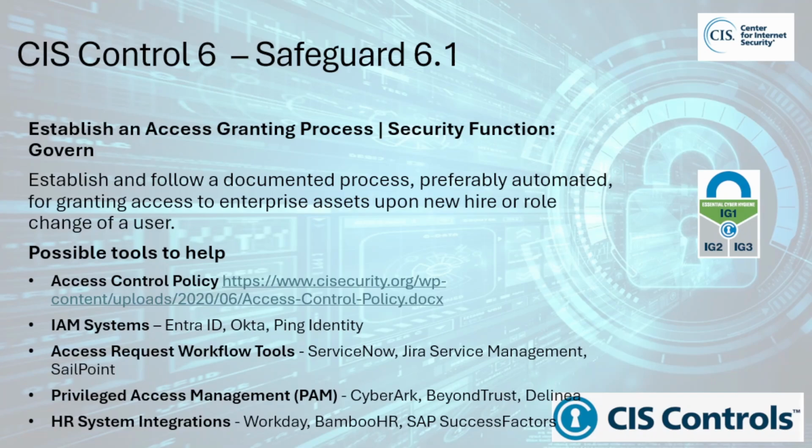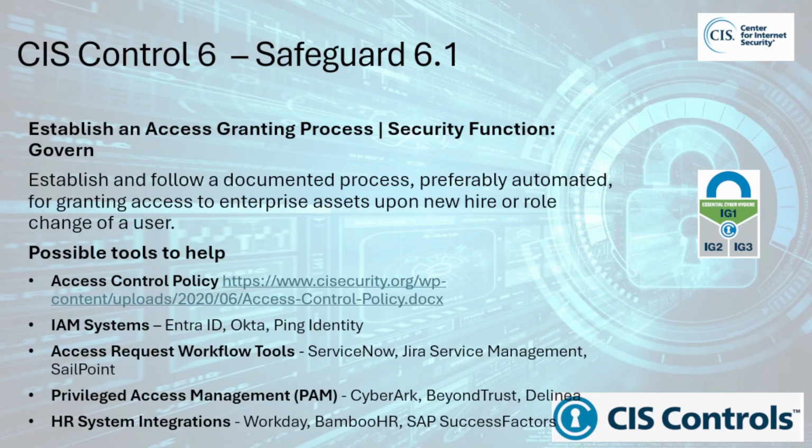Without a structured access granting process, organizations risk over-provisioning users, which increases the attack surface and likelihood of insider threats or accidental data exposure. The safeguard ensures that access is intentional, auditable, and secure, reducing the chance of data breaches and helping meet compliance requirements. Possible tools to help include an access control policy, which outlines how user access is requested, approved, reviewed, and revoked. The link provided is from CIS Security and is an example access control policy.